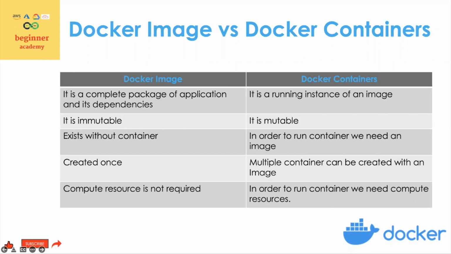A Docker image can exist without a container. It is just kind of an exe. So it can exist, but there is no use of that particular image. But in the container case, in order to run a container, you need an image. While running the container command itself, you need an image. Without an image, a container doesn't exist. You cannot run a container without an image. As I said earlier, a Docker image is immutable, and once you create it, you can't modify it. Hence, you need to create it only once.